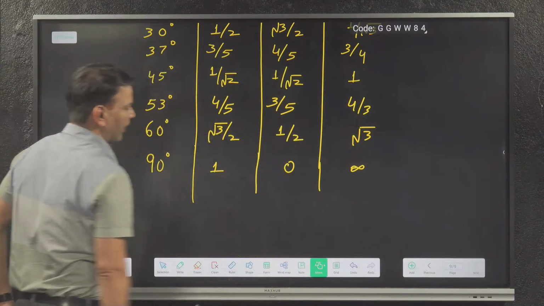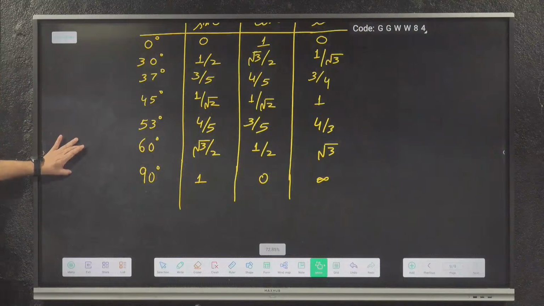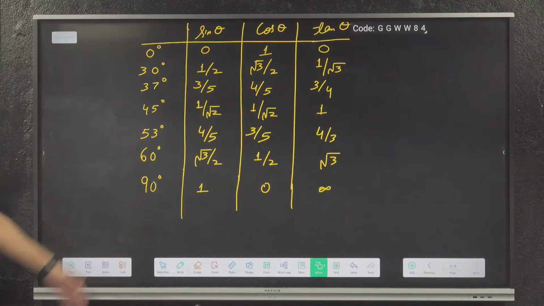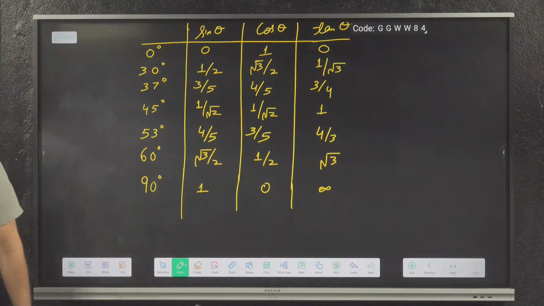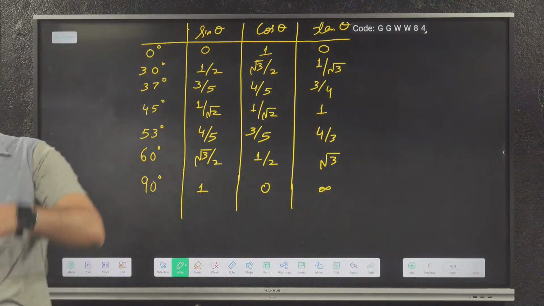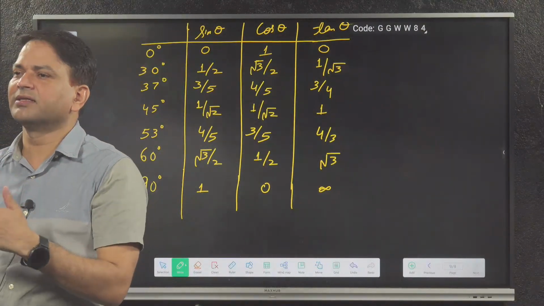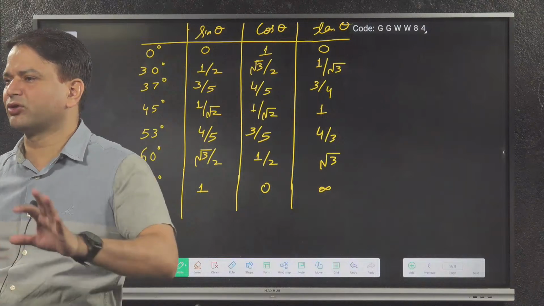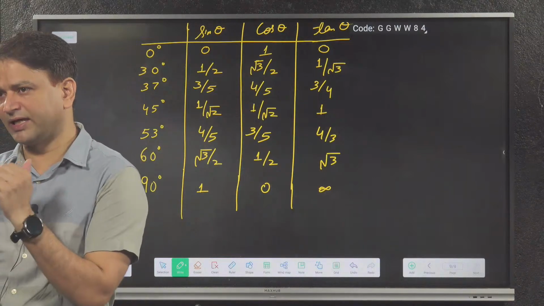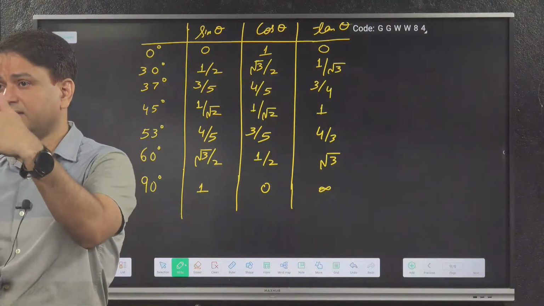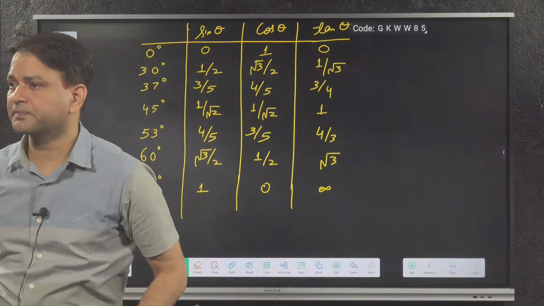So this table you have to remember. Later we will use the values again and again, then you will remember all these values. The confusing ones are sine 30, cos 30 and sine 60, cos 60. Sometimes the students say cos 60 is equal to root 3 by 2. So here you have to focus on the 30 and 60 values.